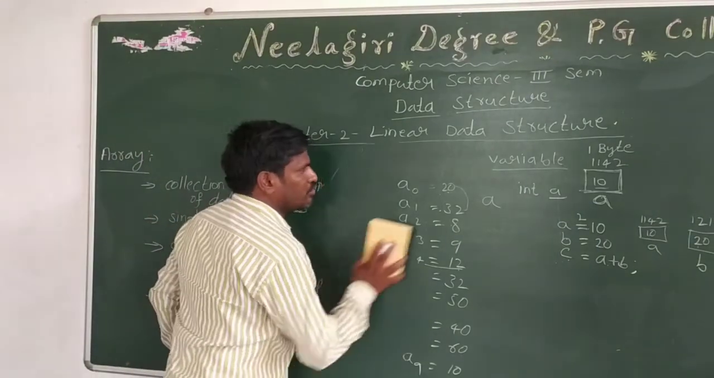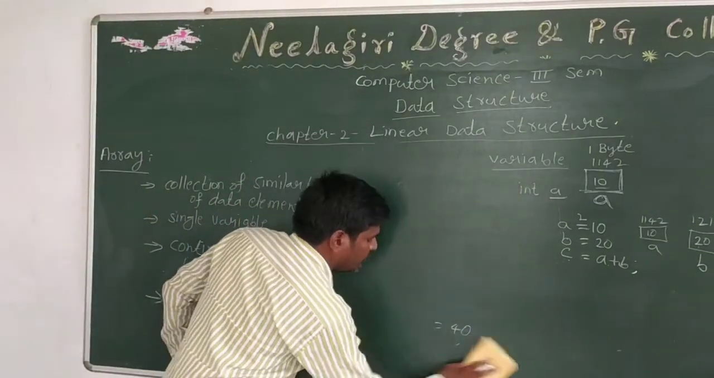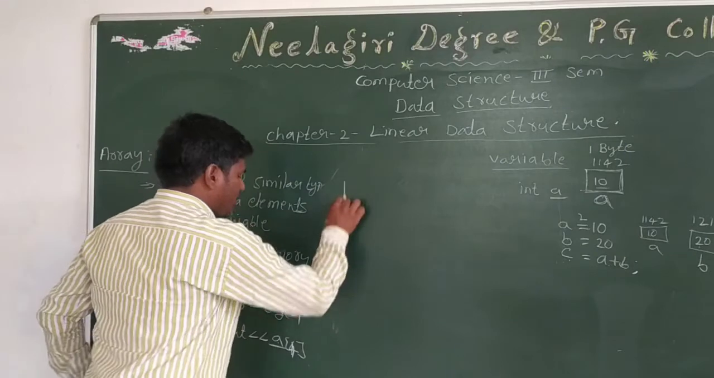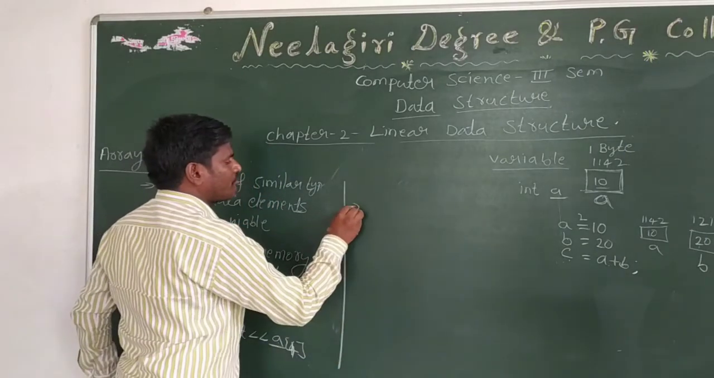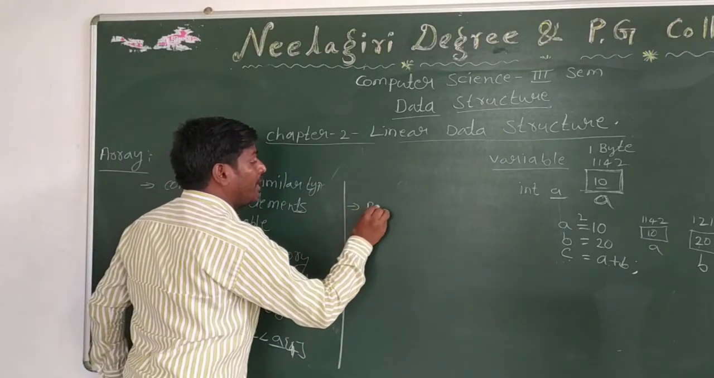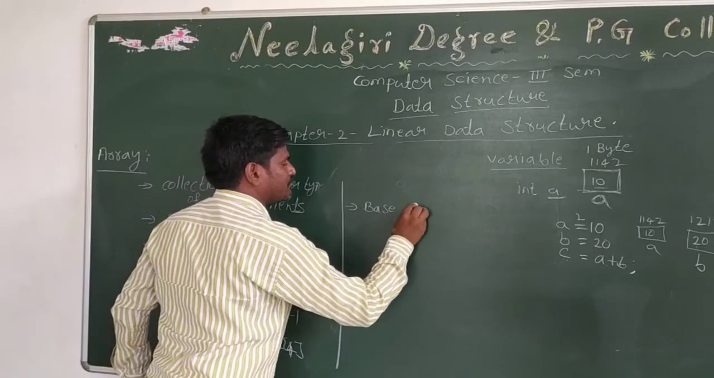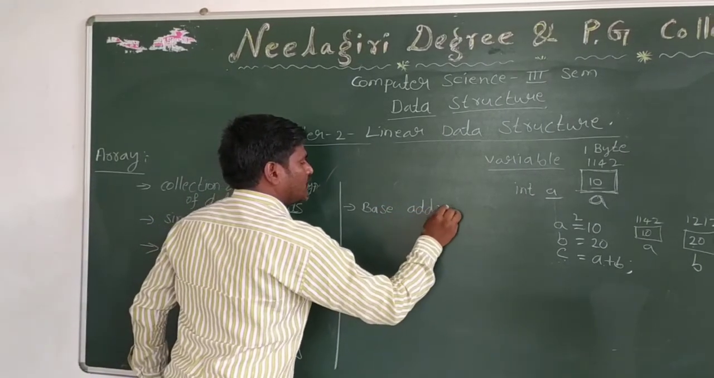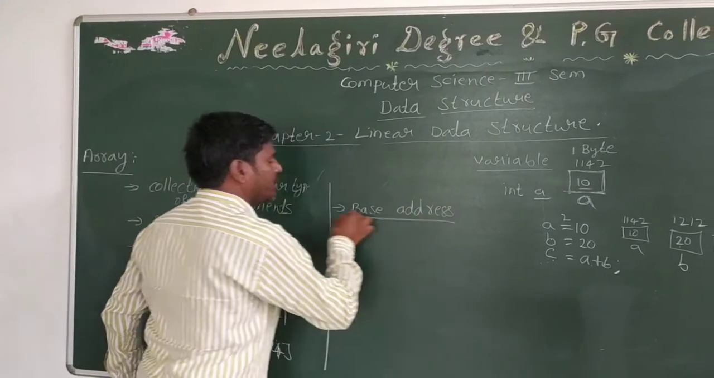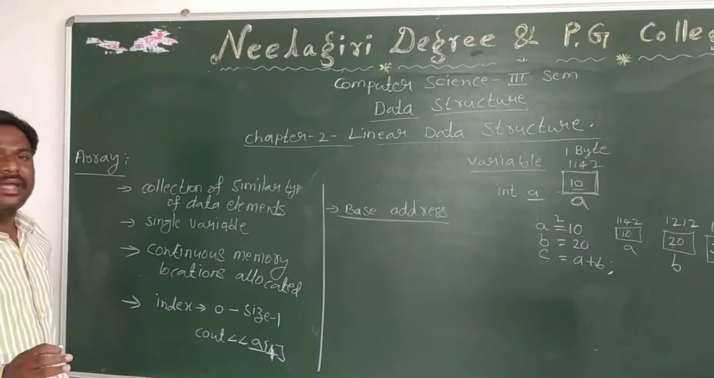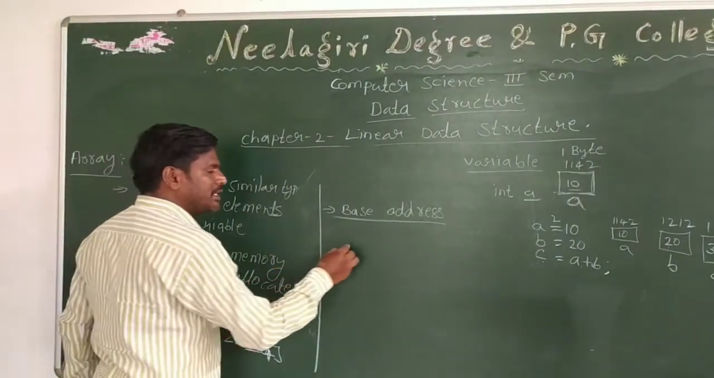So generally when you are using the concept of arrays, we use some terminologies. The terminology is base address. So this is a new term in C and C++. Base address. What is base address?